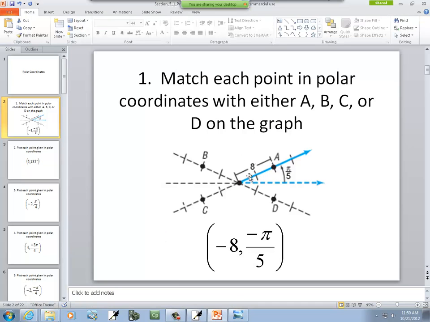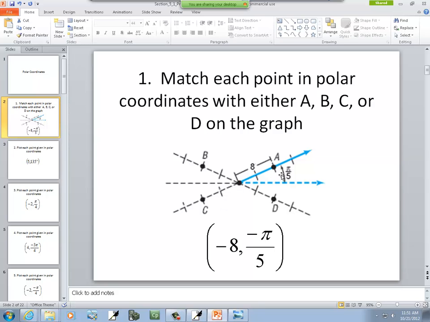Let me emphasize that again. First thing you do is you go out the angle. That's negative pi over 5, so that's right down here where D is. And then you look at your r. If it's a positive number, you go out in that same direction as your angle. If it's a negative, you go in the complete opposite direction, 180 degrees over on the other side.